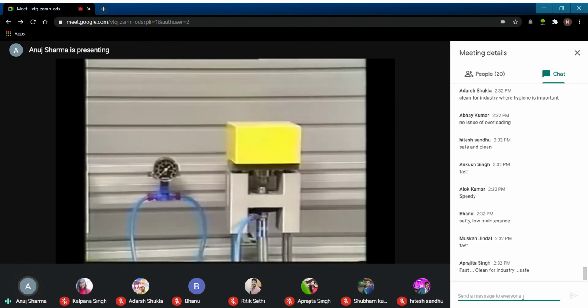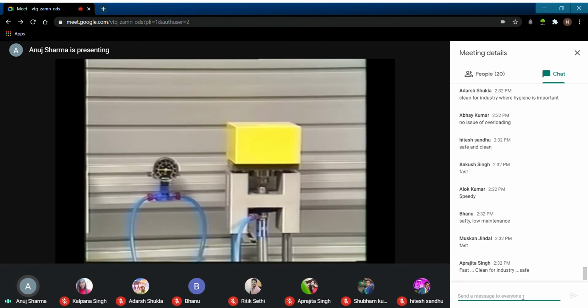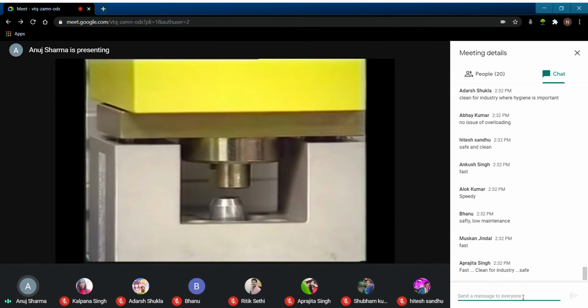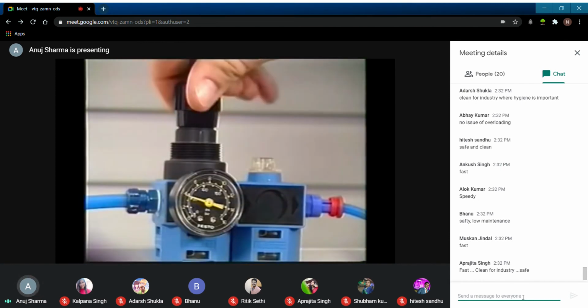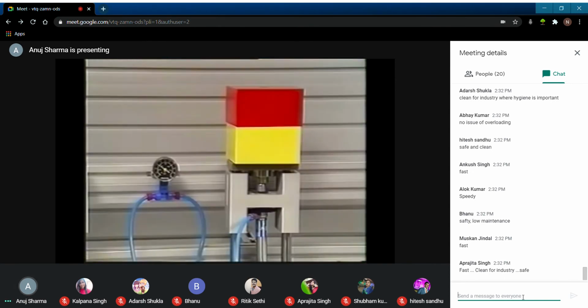Next, let's examine the effect of changes in pressure. Here, a cylinder under load is extended using an operating pressure of 380 kilopascals. If the weight of the load is doubled, the cylinder will not extend until the pressure is increased to 600 kilopascals. This demonstrates that there is a direct relationship between operating pressure and load.